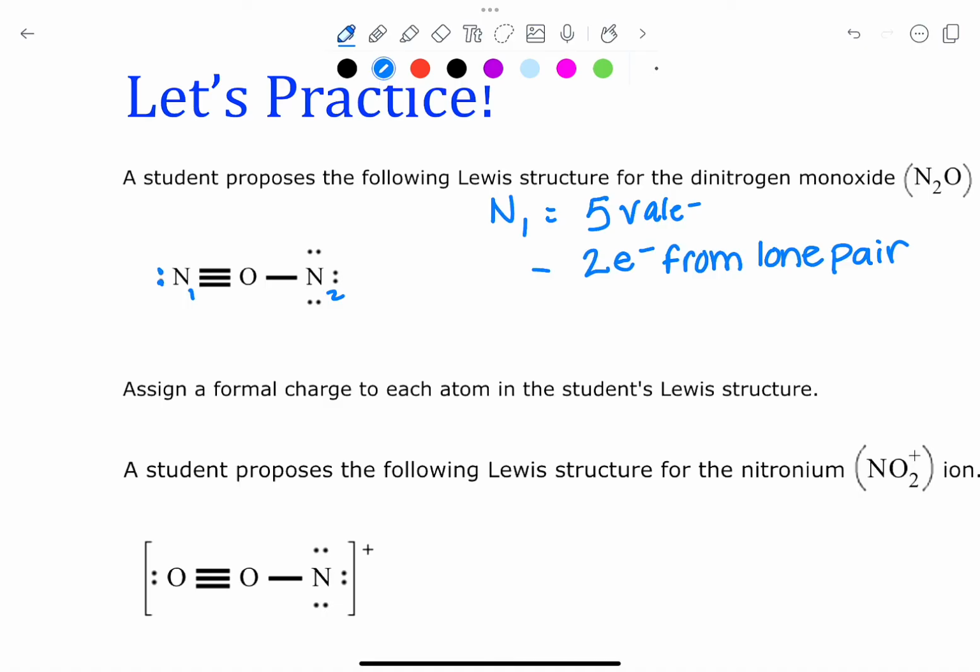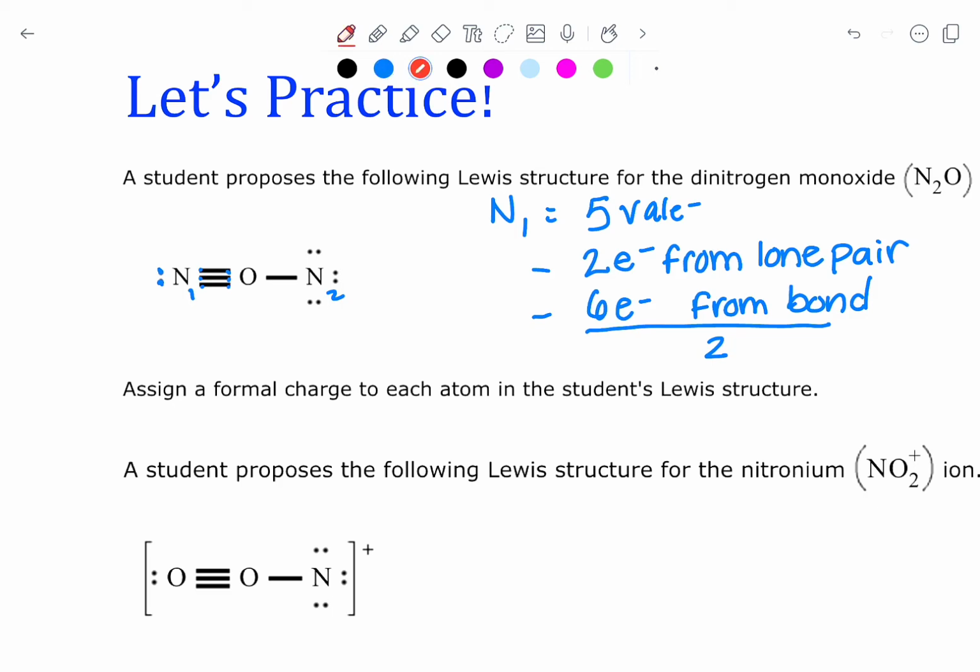And then for our number of bonded electrons, well, this nitrogen has 1, 2, 3, 4, 5, 6 electrons from bonds, which we're going to divide by 2 because they're being shared. So that simplifies to 3. So we have 5 minus 2 minus 3, which is an overall charge of 0. So this nitrogen's formal charge is 0.